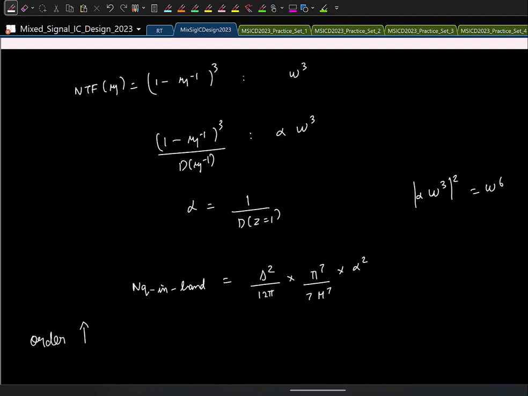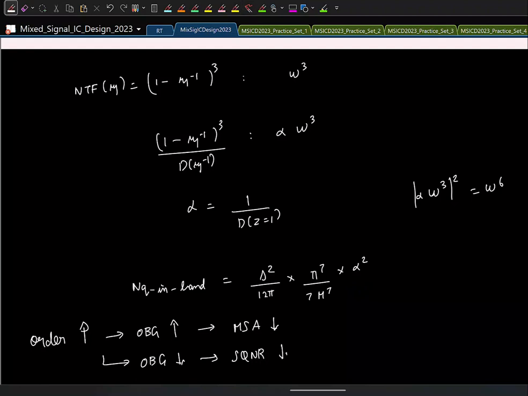So now that makes you understand this. If I increase the order, what happens to my OBG normally? Increases. And as we saw, this reduces my MSA, the maximum stable amplitude, right? Now to counter this, if you go ahead and reduce the OBG, what happens to my SQNR? SQNR decreases because my noise power is slightly higher. So there is always some trade-off, okay? But usually we find that this reduction is okay. Good.